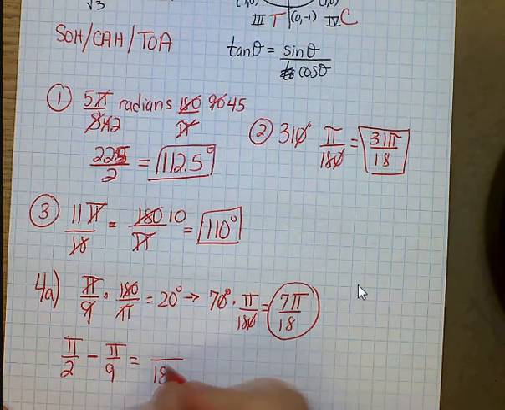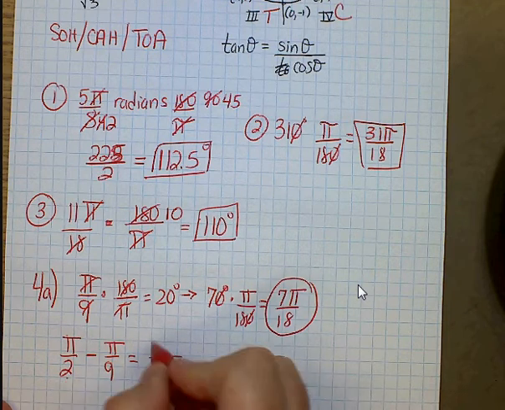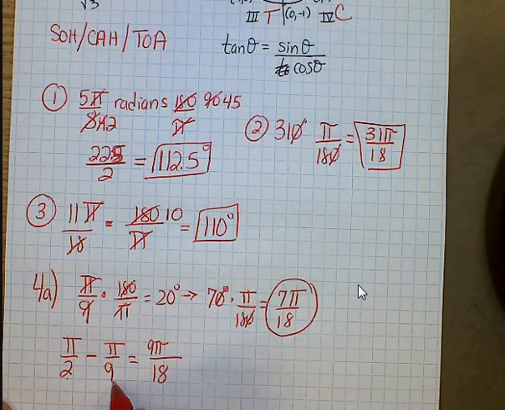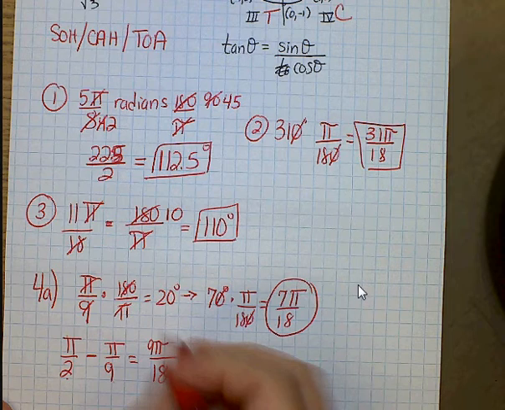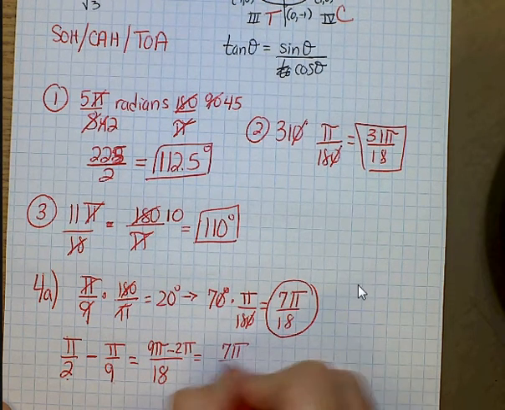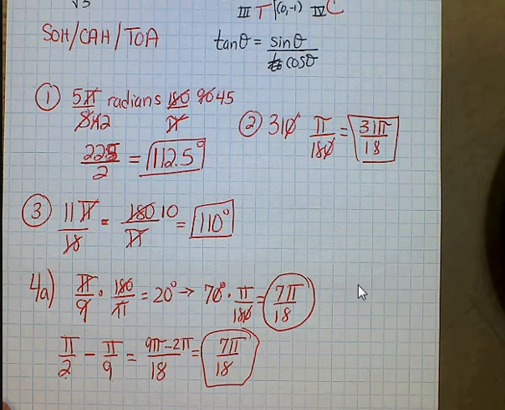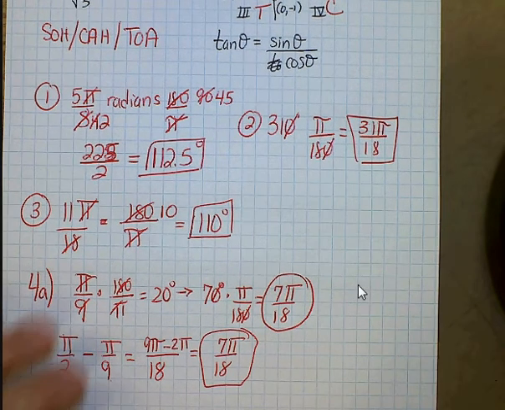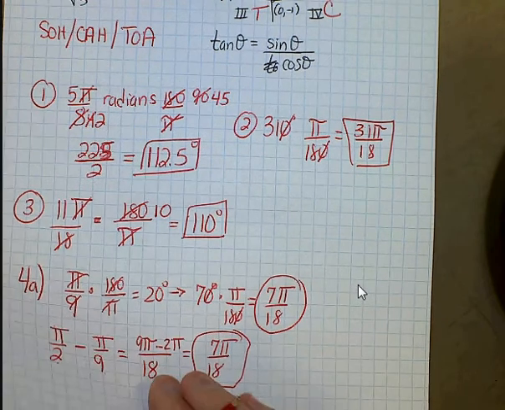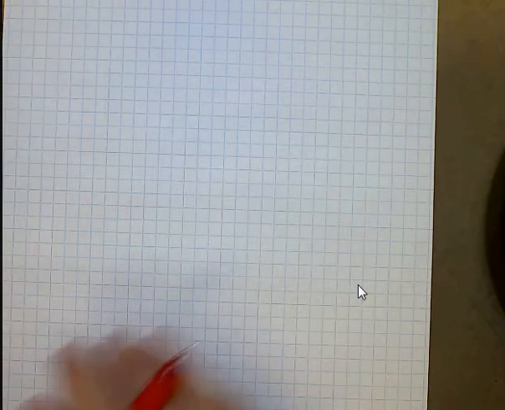18. What did I multiply the 2 by? 9, do the same thing to the top. That's 9 pi. What did I multiply the 9 by? 2, do the same thing to the top. And we get 7 pi over 18. And we just kept it right in radian form, and I didn't have to worry about changing it back. But again, your choice. But I think to your ability level, we should be able to start to think like that.